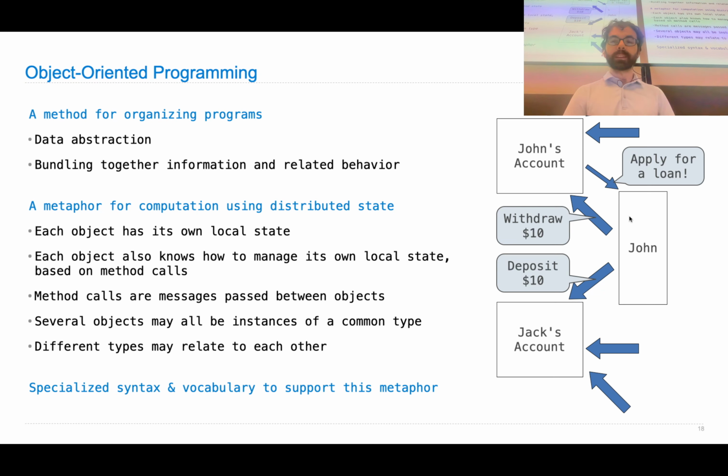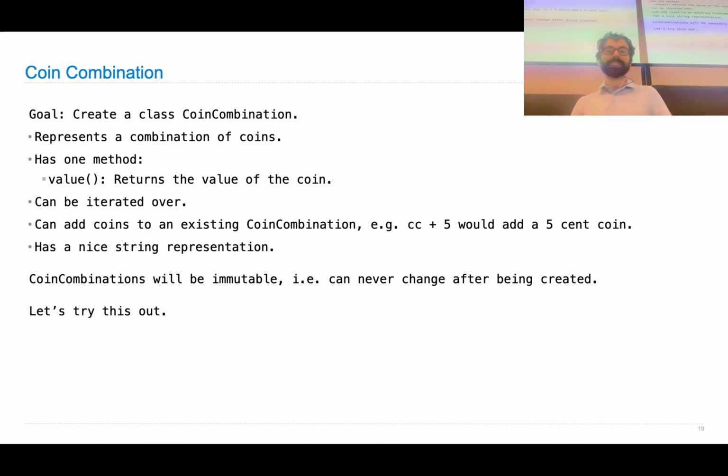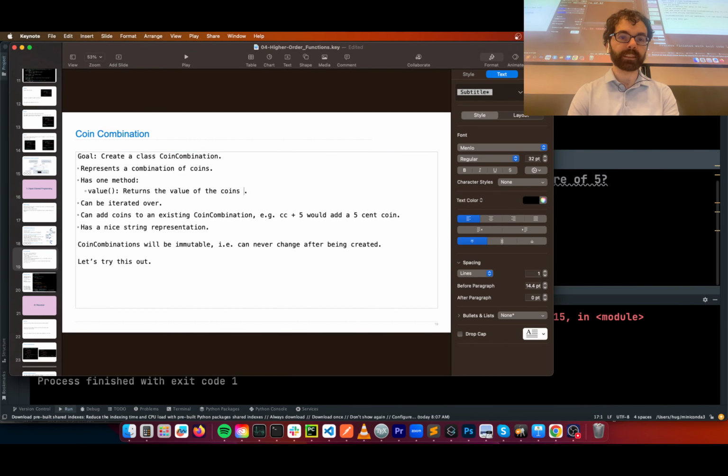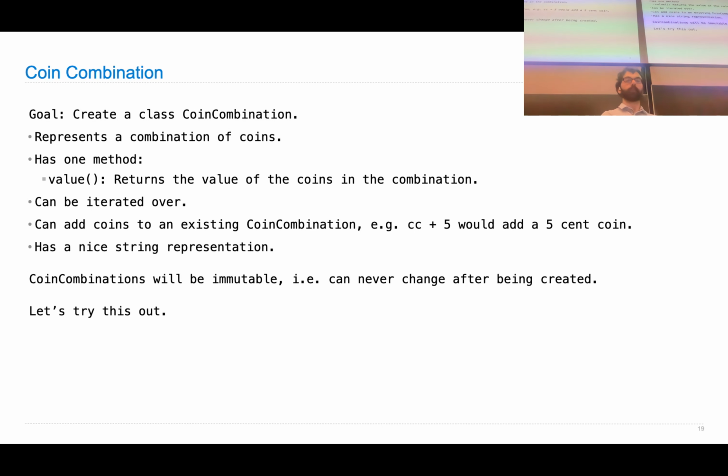But let's focus on, I was actually going to go straight to my goal, which is to build a coin combination. So the goal is this coin combination class is going to represent some combination of coins. It's only going to have one method called value, which is the value of the coins in the collection, in the combination. So for example, if you have two 20-cent coins, it will be 40.